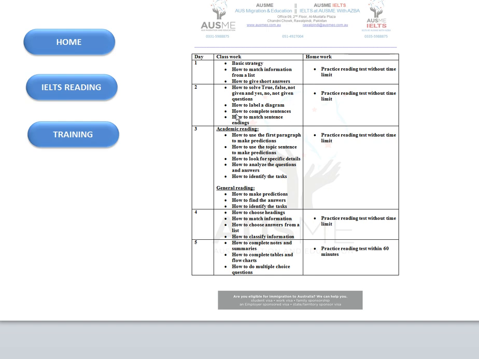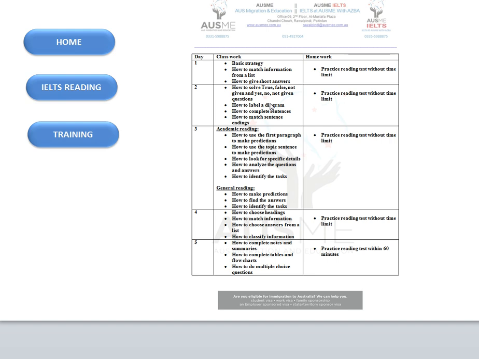So then we actually move on to labeling a diagram, because in the reading test you can also get a diagram like you get in a listening test, and you'll have to label them. So this is more looking towards your comprehension instead of your audio skills.